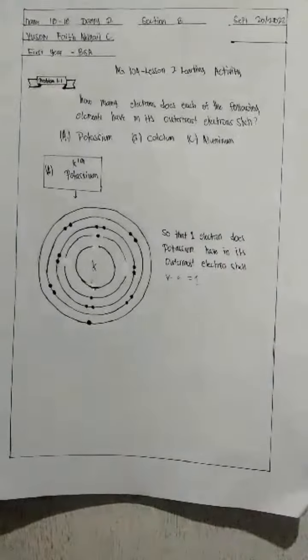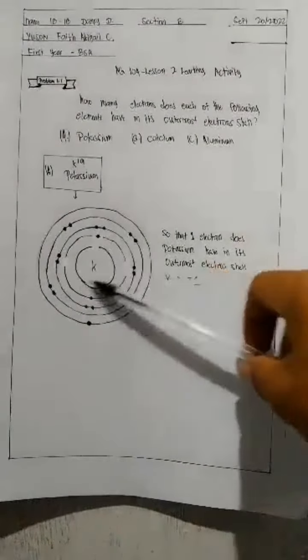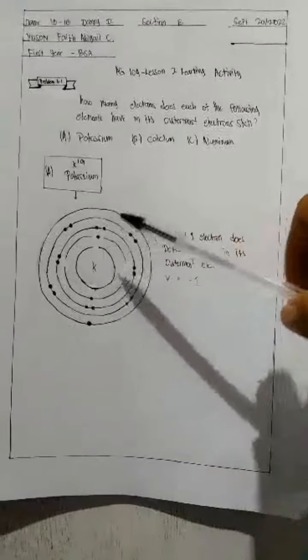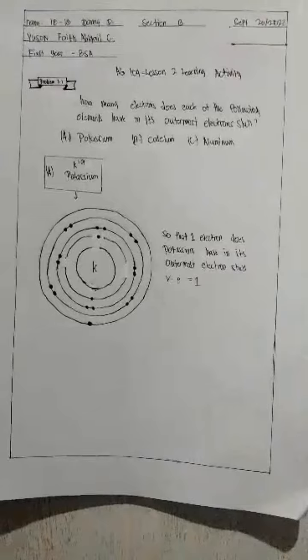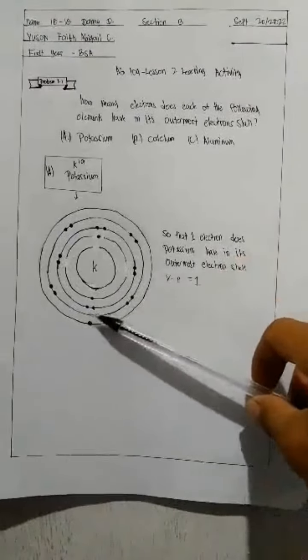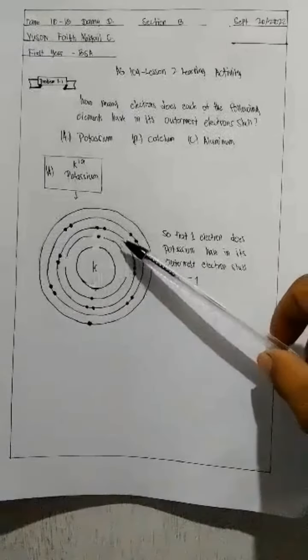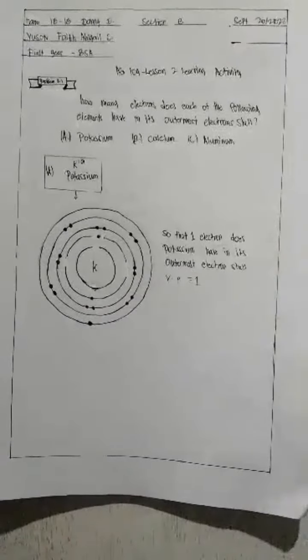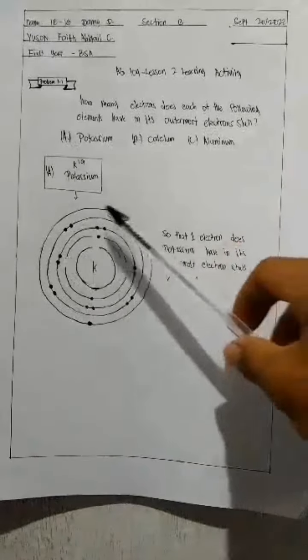So you need to draw the second ring. Remember that the second ring holds a maximum of 8 electrons only. So you have to put 8 electrons in the second ring. 1, 2, 3, 4, 5, 6, 7, 8. So 8 plus 2 equals 10. You have atomic number 19, so you have 9 electrons left.